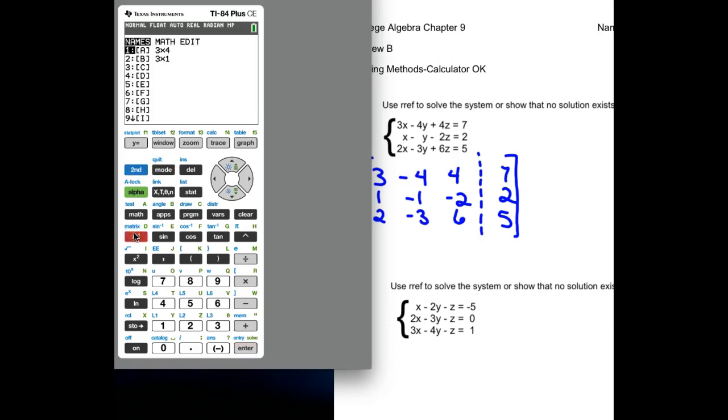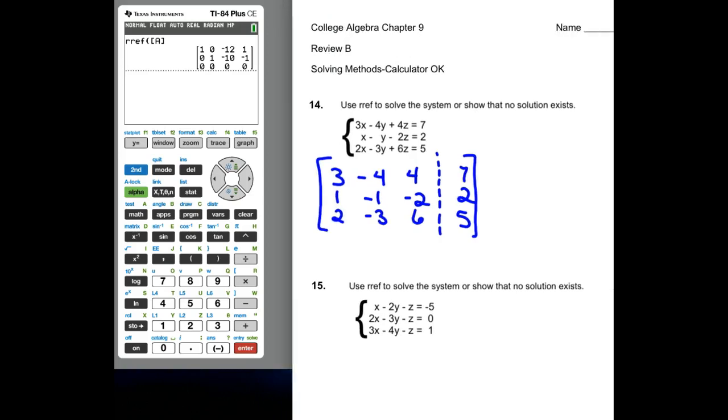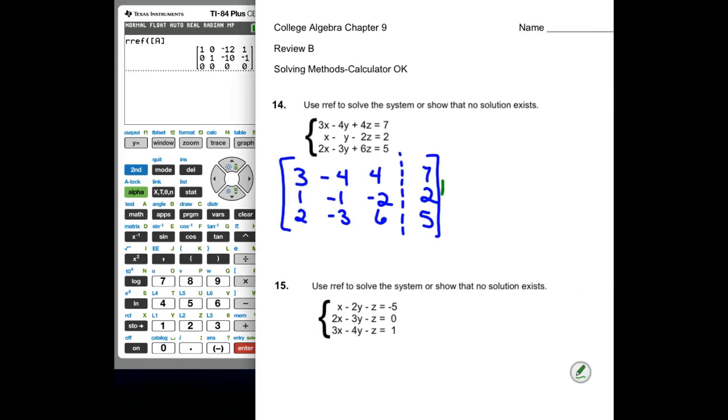All right, now we want to quit out of that and then go back into our matrix screen. This time we want to go over to Math, and we need to scroll down to find RREF, Reduced Row Echelon Form. I'm going to hit Enter, then I need to go back into my matrix and tell it which matrix to use. I put that in matrix A, and I hit Enter. All right, so my RREF solution gives me this: 1, 0, -12, 1, 0, 1, -10, -1, 0, 0, 0, 0.